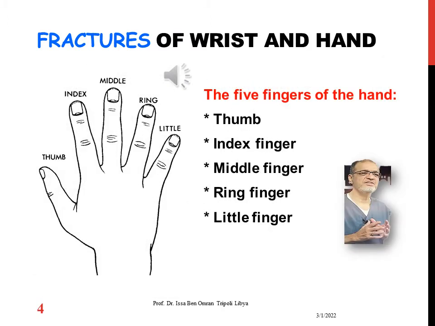We should also remember the names of the 5 fingers of the hand: the thumb, then index finger, middle finger, ring, and little finger.